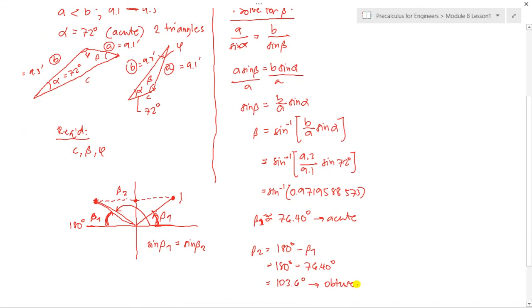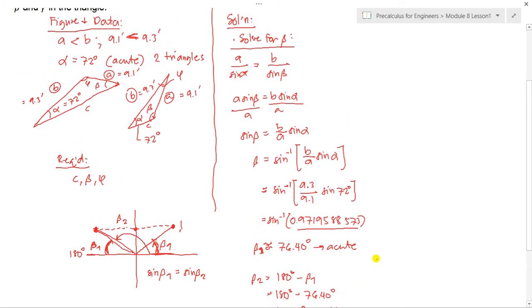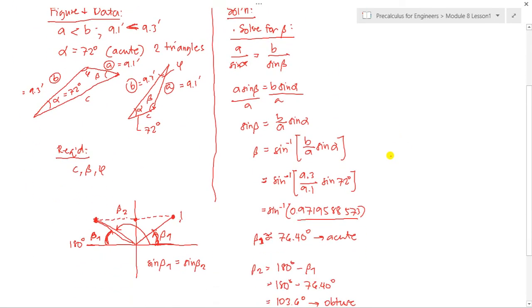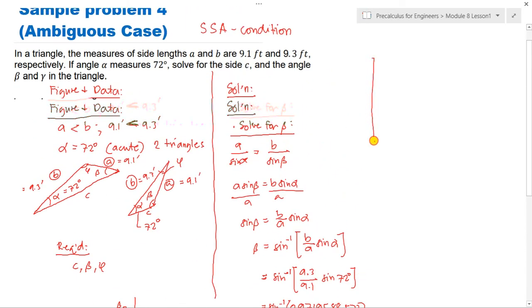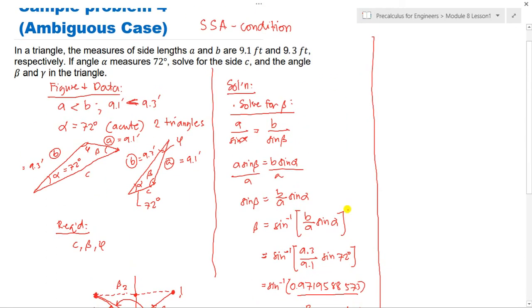If you really want to prove it, if we plug in the sine of 103.6, the result is 0.9719588 and so on, which is the same as what we got here. So therefore, we really have two possible values for beta, because our triangle generates two. Now since we have answers for beta, for acute that is 76.40 and for obtuse that is 103.6, the next one is gamma. So solve for gamma. Since we have two betas, there are two answers for gamma.